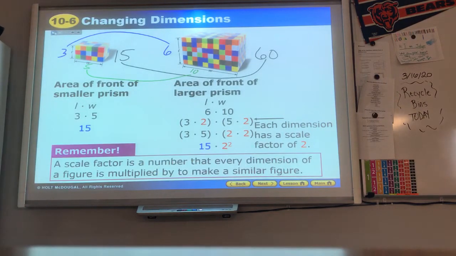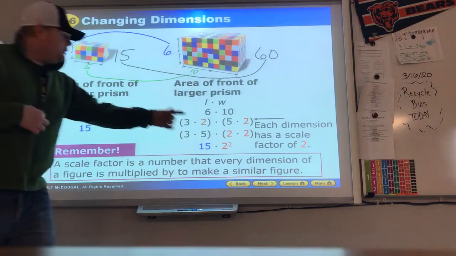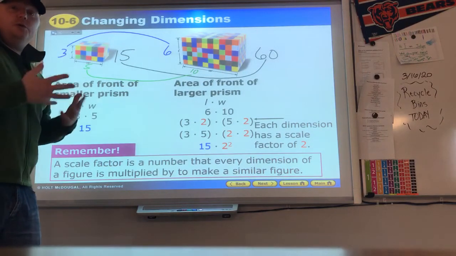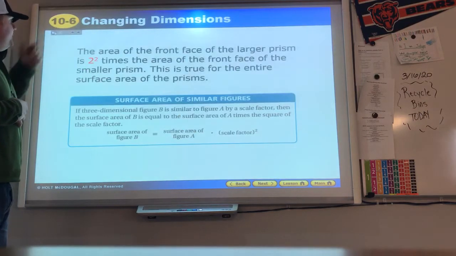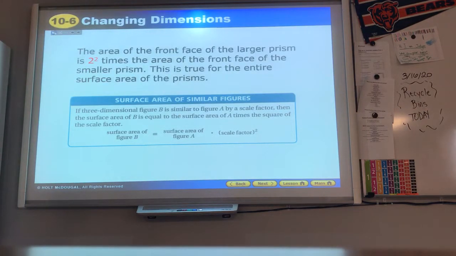A scale factor is a number that every dimension of the figure is multiplied by to make a similar figure. So the scale factor, which is 2 in this case, is squared. If the scale factor were 4, 4 would be squared and it'd grow by 16. We'll show you what we mean. The area of the front face of the larger prism is 2 squared times the area of the front face of the smaller prism. This is true for the entire surface area of the prism.